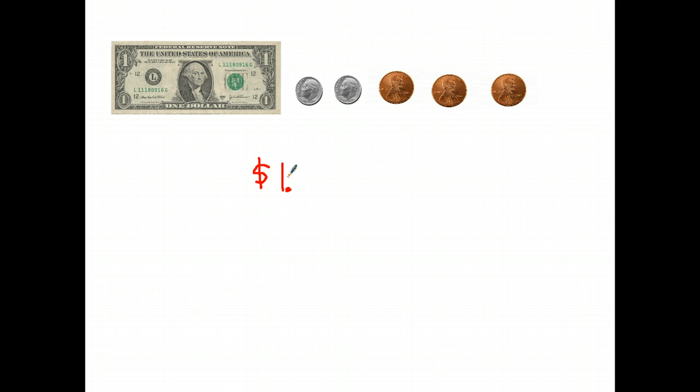How many tenths do I have? Well, I'm looking at 2 dimes, so that would be 2/10, and that's what I'm going to write next. And then finally, how many hundredths do I have? Well, I have 3 hundredths. Those are 3 pennies. And you probably already figured out that when we're done, we have $1.23.